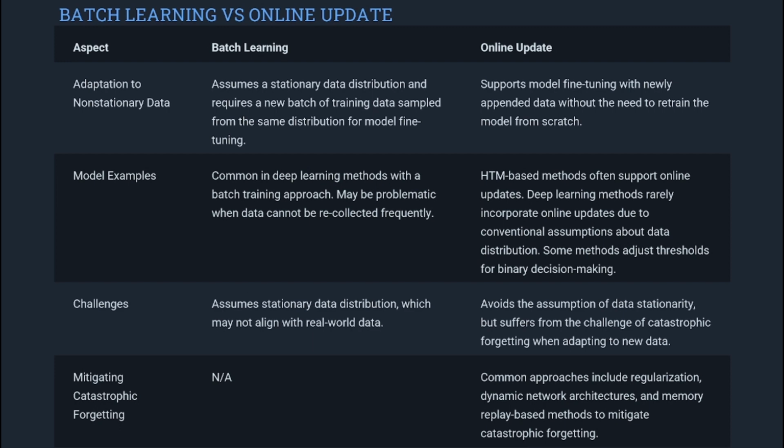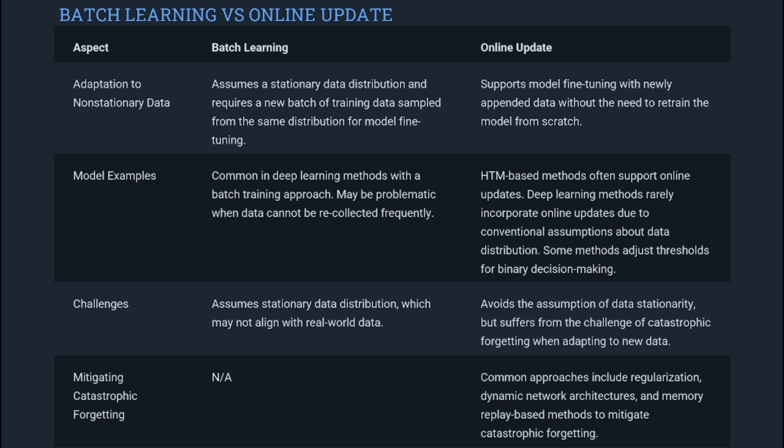Now we will compare batch learning and online update. Batch learning assumes a stationary data distribution and requires a new batch of training data sampled from the same distribution for model fine-tuning. Whereas online update supports model fine-tuning with newly appended data without the need to train the model from scratch. Batch learning is common in deep learning methods, but it may be problematic when data cannot be recollected frequently. In online update, HTM-based methods often support online updates. Deep learning methods rarely incorporate online updates due to conventional assumptions about data distribution.